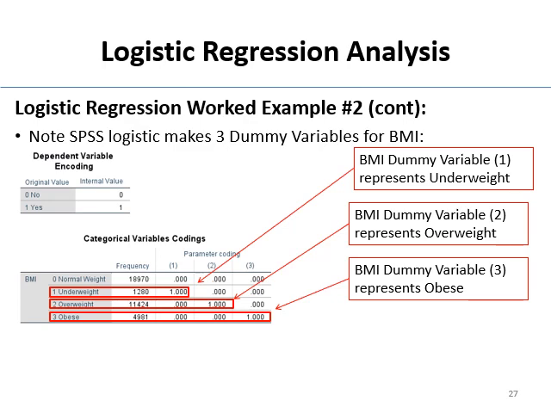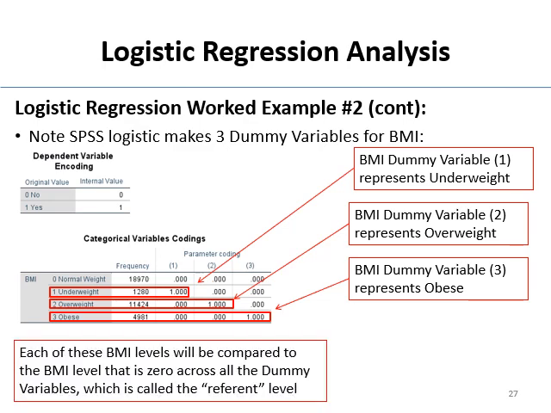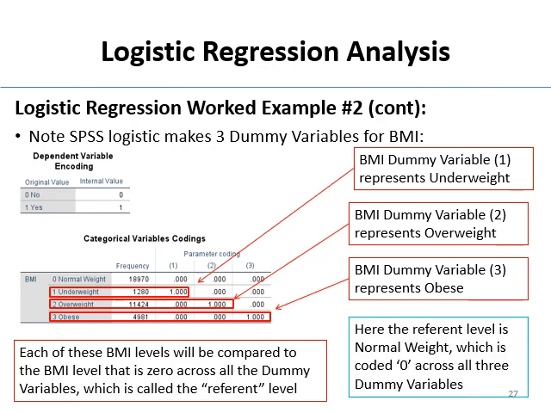So who's left out? Which group didn't get a dummy variable? There's 0 across all 3 dummy variables. That is your normal weight. So what that means is that each of these BMI levels, underweight, overweight, and obese, will be compared by its dummy to the referent level. The referent level here is normal weight because it's 0 across all the dummy variables. See? All right, let's do it.